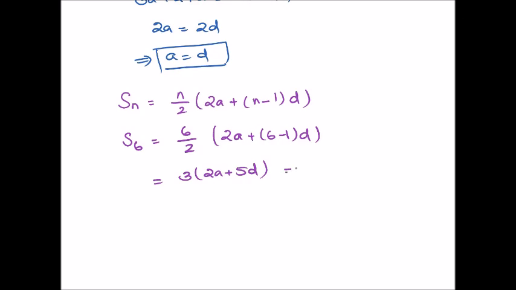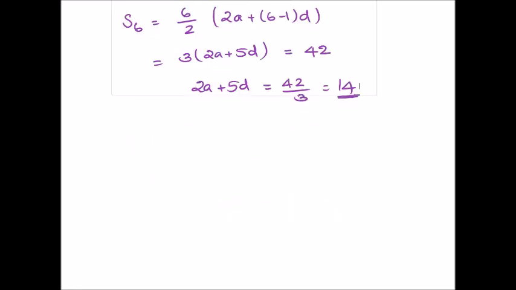This is given as 42. Hence 2a + 5d = 42 divided by 3, that is equal to 14. We know that a = d. Substitute: 2a + 5a = 14. That is 7a = 14. Therefore, a is equal to 14 divided by 7. That's equal to 2.